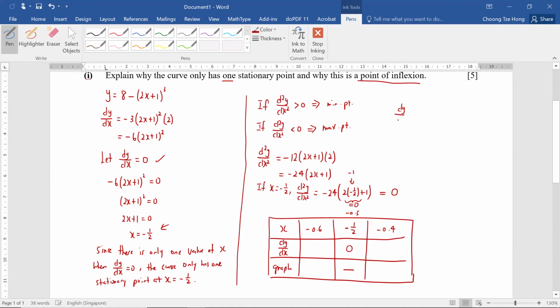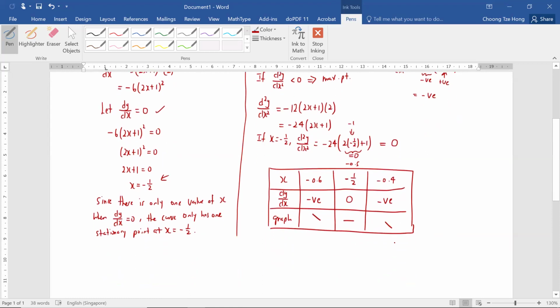But you can see that we don't even need to do any calculation, because dy/dx is -6 times (2x plus 1) squared. No matter what x you sub inside, whatever number you compute for 2x plus 1, when you square it, it becomes positive. Positive times -6 will always give you negative. So no matter what value of x you put inside, dy/dx is going to be negative. So over here we will have negative and negative, so it's going to be slope down and then slope down.